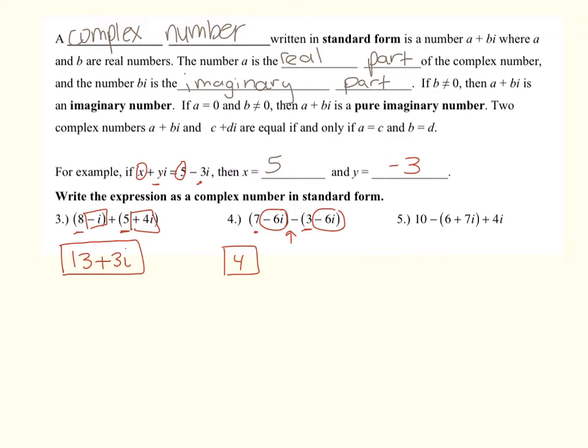Number 5, I'm going to start by distributing the negative. So 10 minus 6 minus 7i plus 4i. And now I'll combine my real parts. 10 take away 6 is 4. Negative 7i plus 4i is negative 3i.